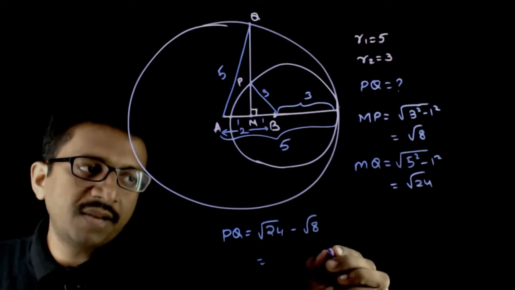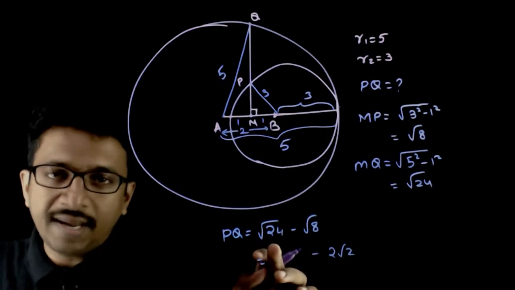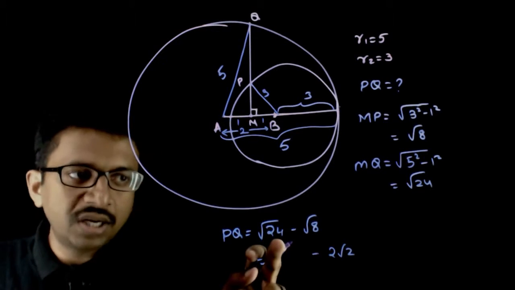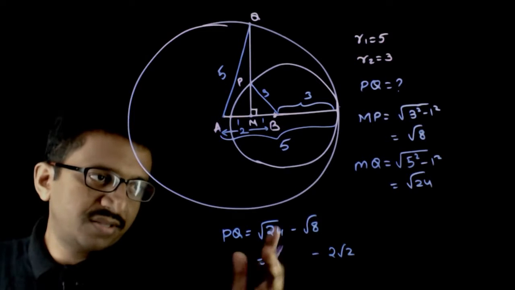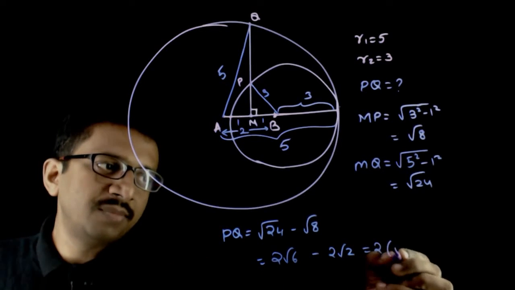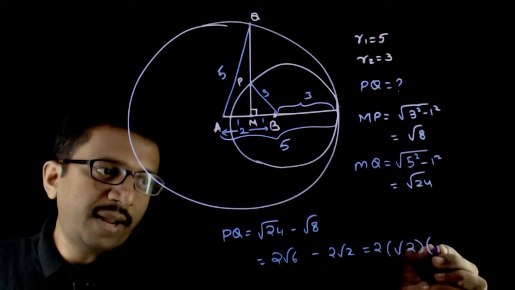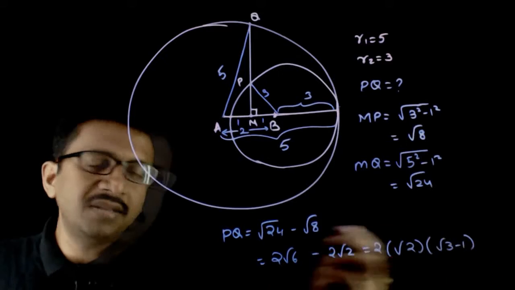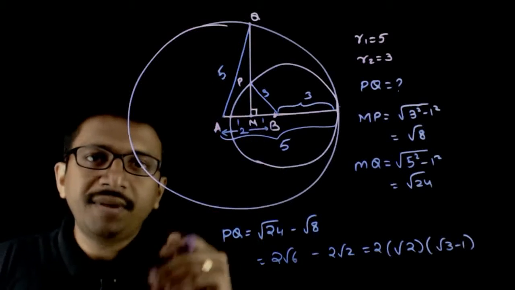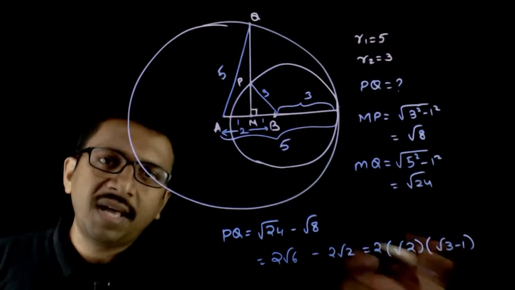That is equal to, root 8 can be written as 2 root 2, minus, and 24 can be written as 4 into 6, 4 gets outside, so 2 root 6. That is equal to 2 times, if I take root 2 as common, 2 root 2 times root 3 minus 1. So sorry, there is a slight mistake in the way we have interpreted the question. So if this length is asked, this will be the answer.